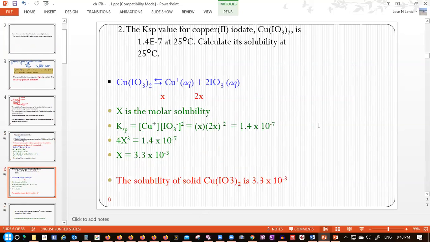Let's do one more. The KSP value for copper 2 iodate is 1.4 times 10 to the negative 7 at 25 degrees Celsius. Calculate the solubility at 25 degrees Celsius. The temperature is given, but that's extra information. You don't have to do anything with that.